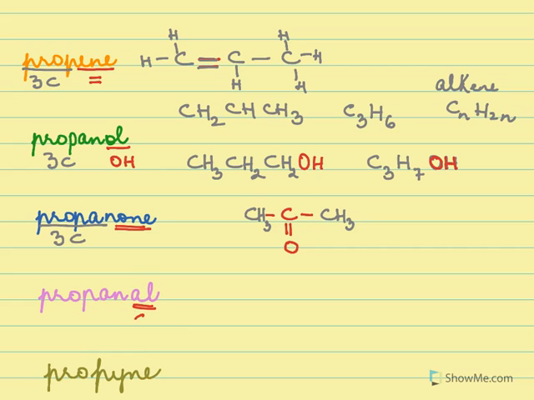"Al" means an aldehyde, so it is CHO, and "prop" means 3 carbons. So let me write CHO, 3 carbons. I need to add 2 more carbons: 1, 2. This will be CH3, the terminal carbon, and CH2. So this would be propanal. I could also write it as C2H5CHO.